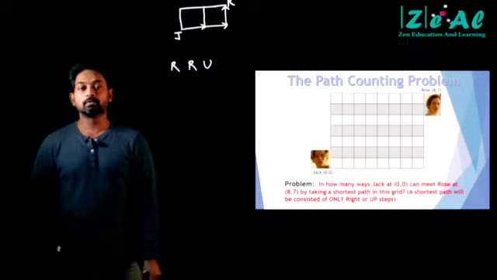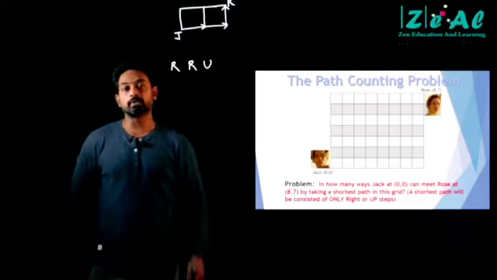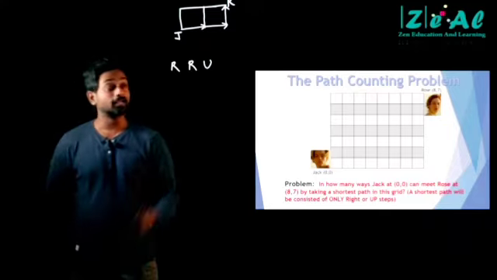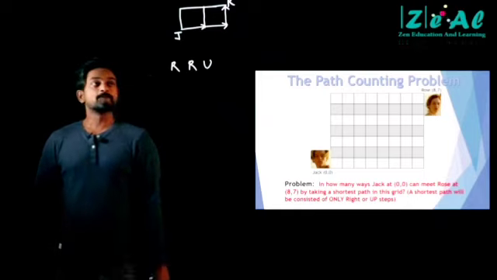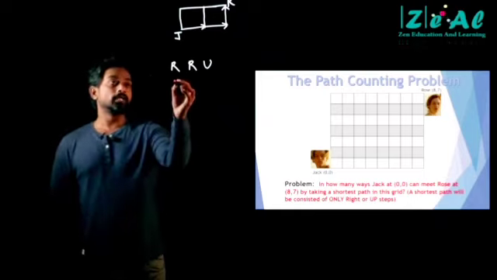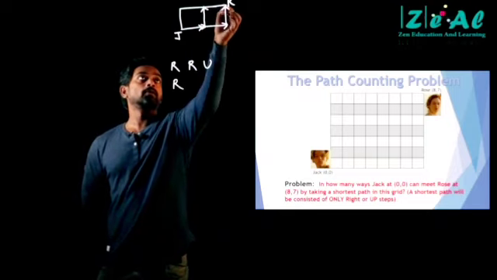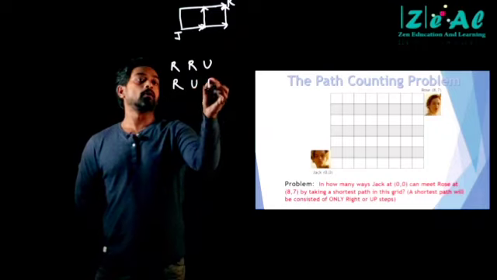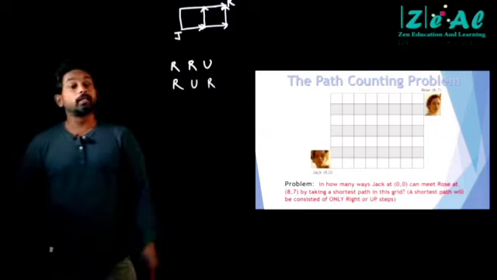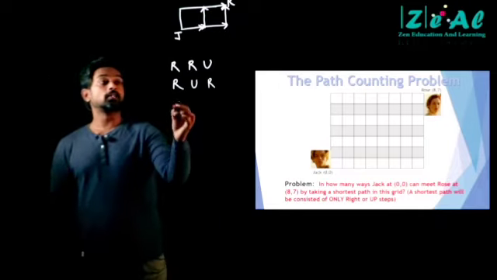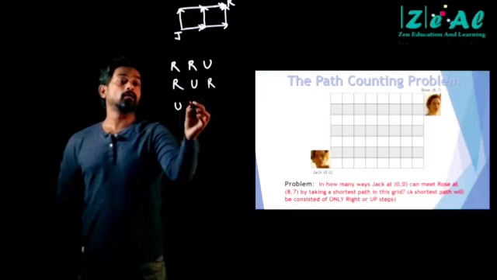That was the path. Maybe another day, Jack was again trying to reach Rose's place. Again, his dad calls up and he replies, this time I took one right, one up, and one right. End of the day, and the path could be an up step, a right, and a right.